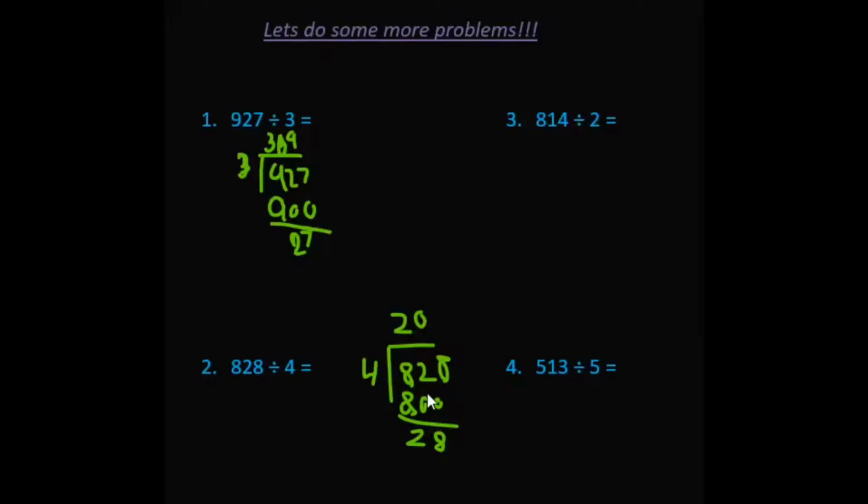Okay, and now we can calculate that the 4 can't go into 2. Okay, so 0, and we can calculate that 4 goes into 28 how many times? So now we have to figure that out. So 4, 8, 12, 16, 20, 24, 28. Okay, so 7 times. So here's our answer. 207. Okay, is our answer for number 2.